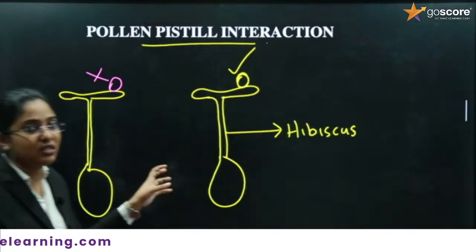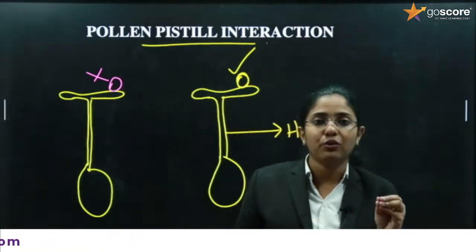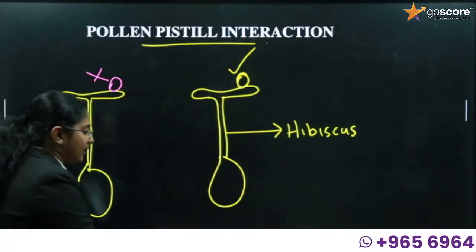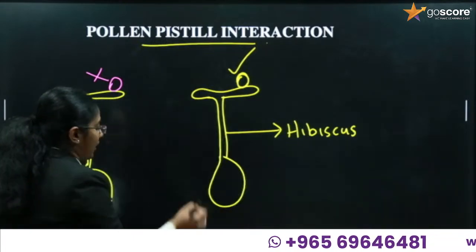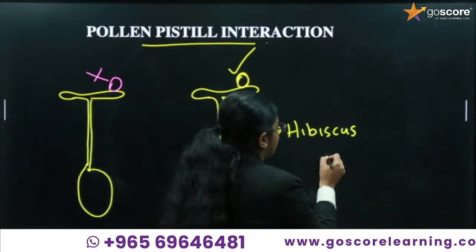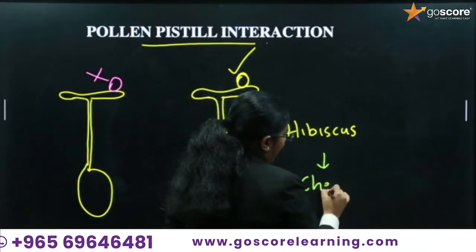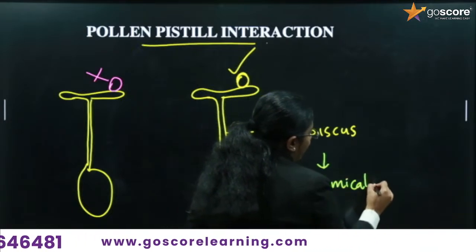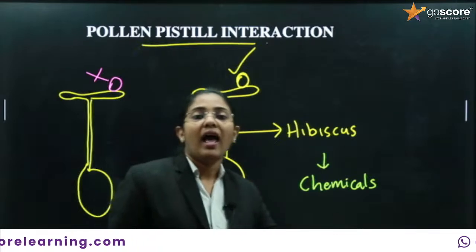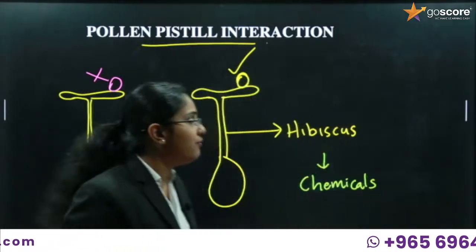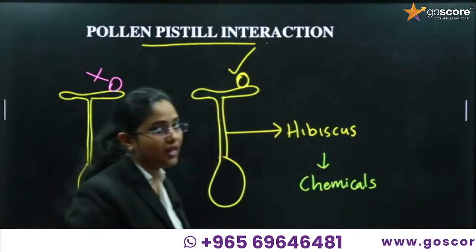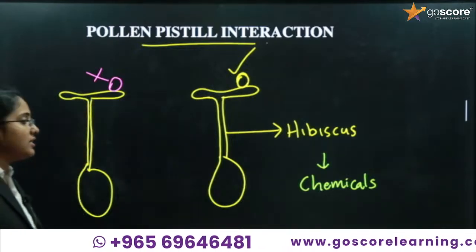That means it should be the same species. It should be compatible. The pollen grain should be compatible with the stigmatic surface. How will it be compatible? From different studies, it is clearly understood that different chemicals produced inside the pollen grain and in the stigmatic surface can form the compatibility, can lead to pollination and pollen germination.